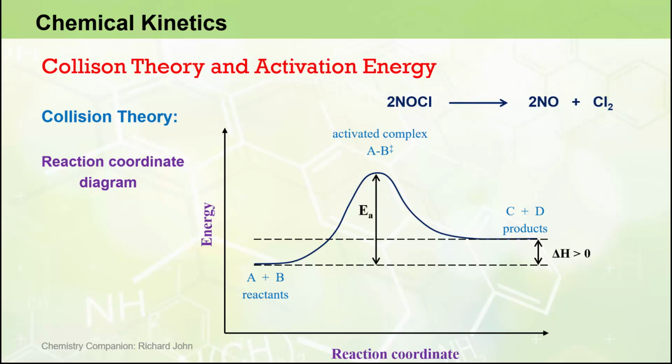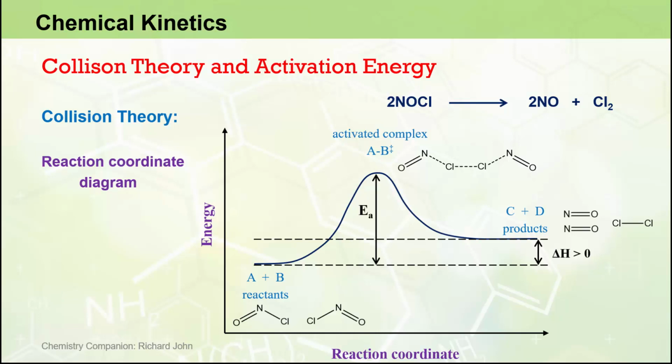Although it could just as easily represent the reaction we just looked at, the decomposition of nitrosyl chloride to form NO and Cl2. So, on the left-hand side of the diagram, we have our two nitrosyl chloride molecules correctly oriented so that the two chlorine atoms are aligned, ready for collision. And on the right-hand side, we have our products. In the middle, we have our activated complex structure, where the dashed lines represent the breaking of nitrogen-chlorine bonds and the formation of new chlorine-chlorine bonds.